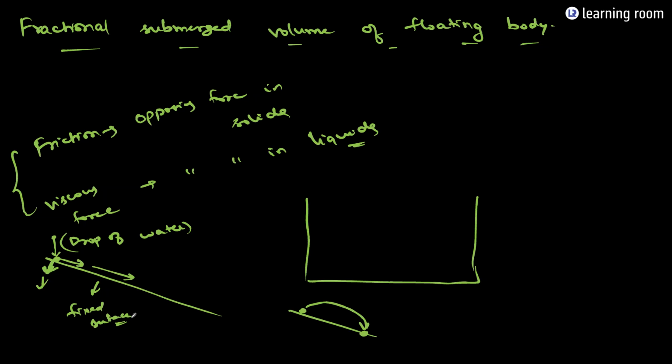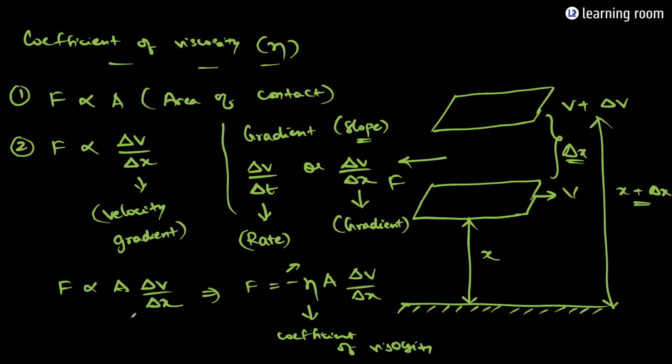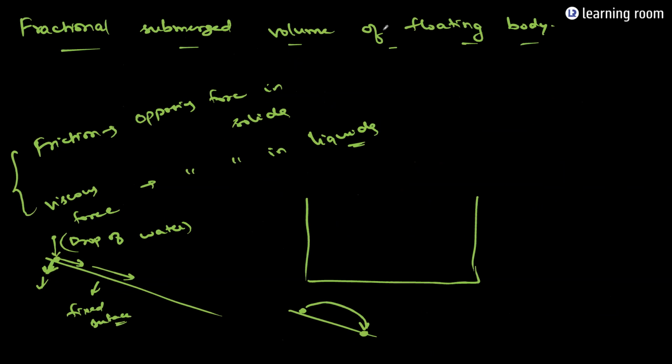So when we try to calculate the coefficient of viscosity, it is similar to the coefficient of friction. When we discussed the coefficient of friction, what did I tell you? The frictional force is directly proportional to the normal force exerted by the surface. Then you wrote F is equal to mu into N. What did you call this mu? You called it the coefficient of friction.